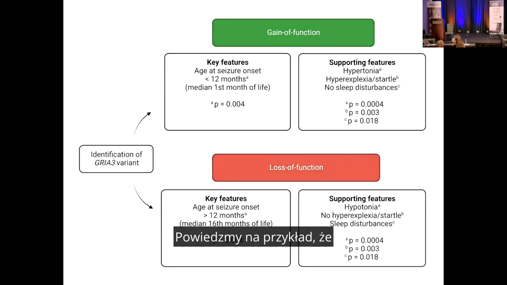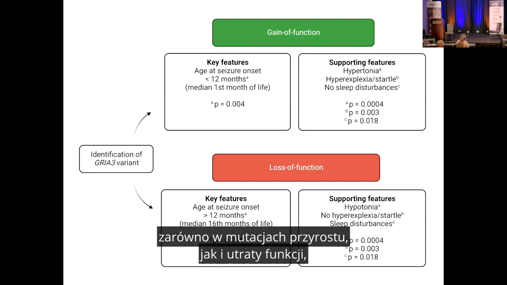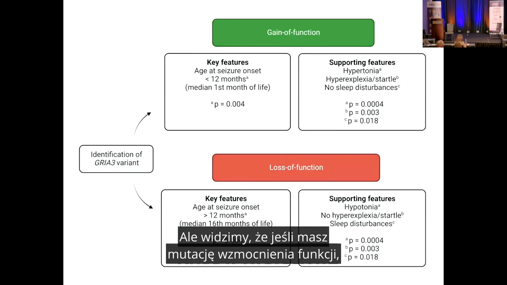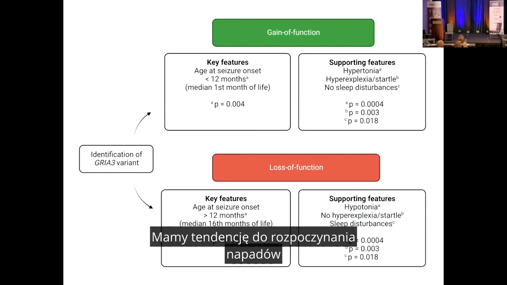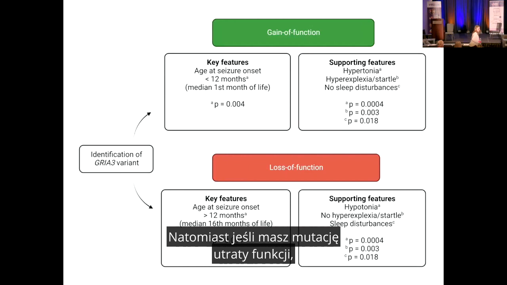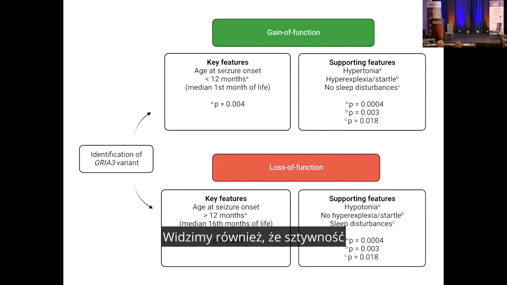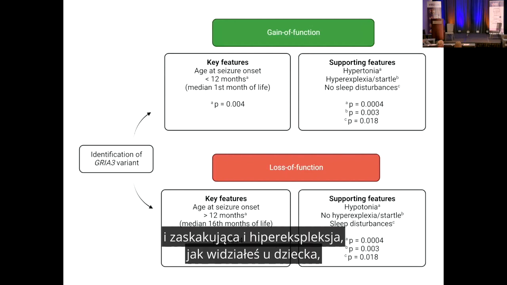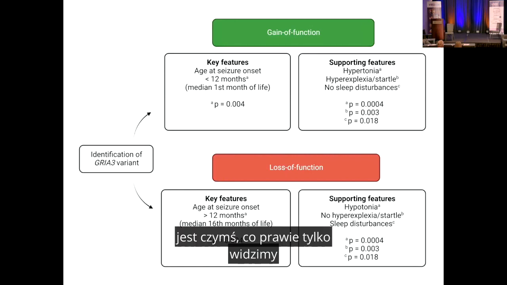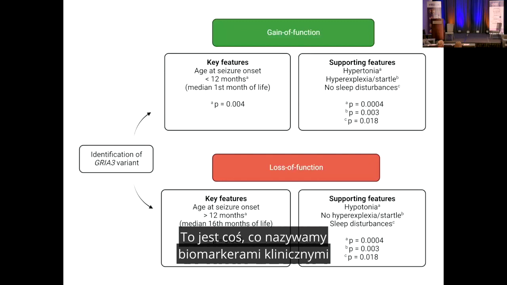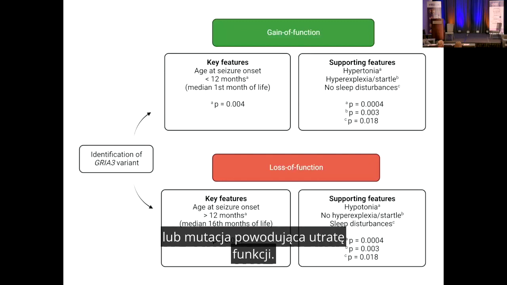So let's say, for example, in both gain or loss of function mutations, patients do have epilepsy, but we see that if you have a gain of function mutation, you do have a tendency to start seizing much, much earlier in life, often around the first months of life. Whereas if you have a loss of function mutation, the seizures often start after your first birthday. We also see that the stiffness and the startling and hyperekplexia, as you saw in the baby, is something that we almost only see in gain-of-function mutations. So that's what we call clinical biomarkers of whether something is a gain-of-function or a loss-of-function mutation.